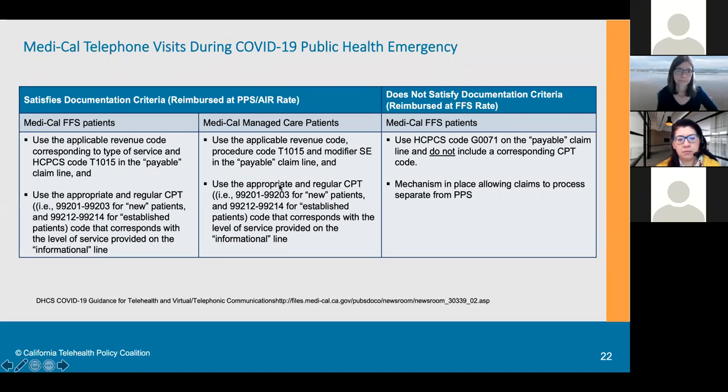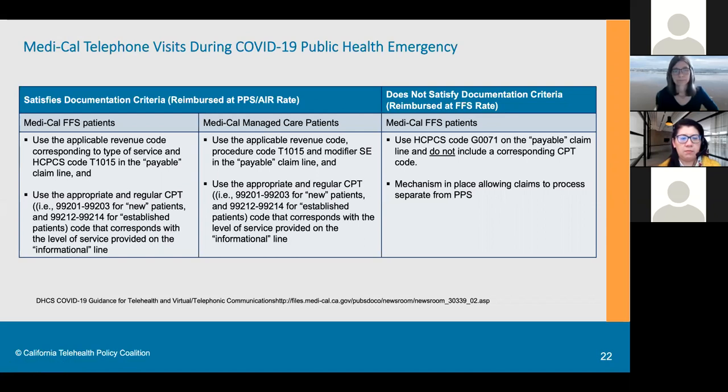That's our understanding as to why they're requesting that health centers use those particular CPT codes. And similar for the managed care patients, in that second column there, the same instructions, so I won't go over that again. Just noting that you're going to be billing for your wrap, and so you'll include your modifier SE in the payable claim line.